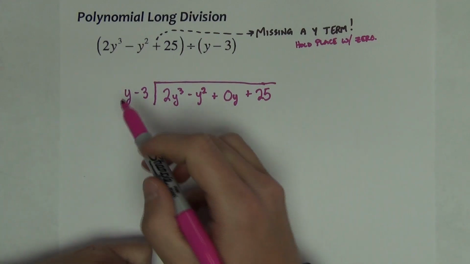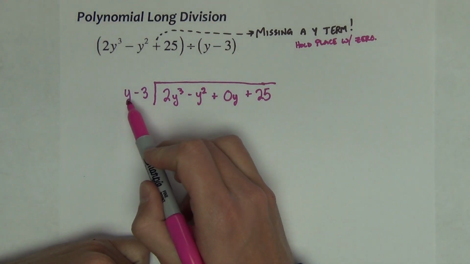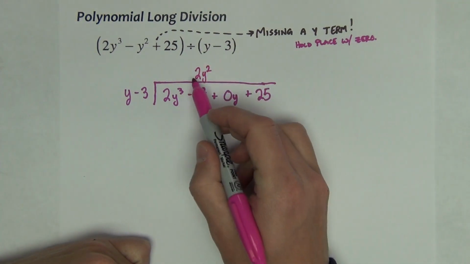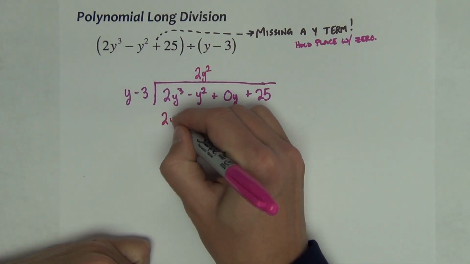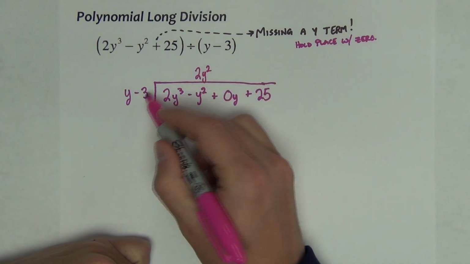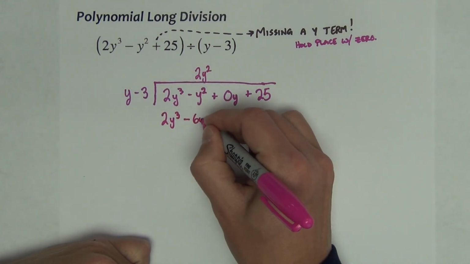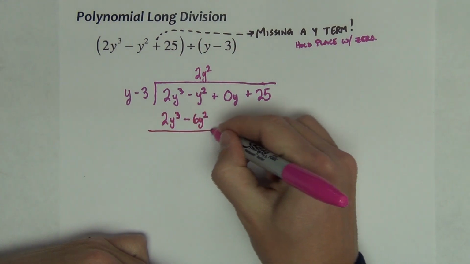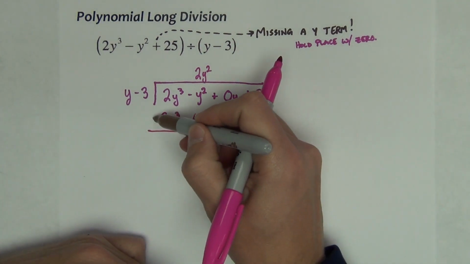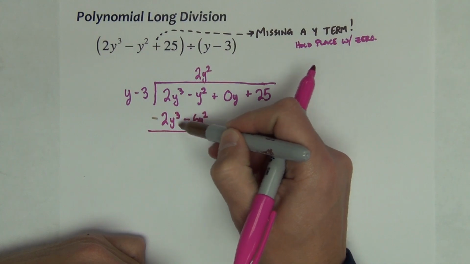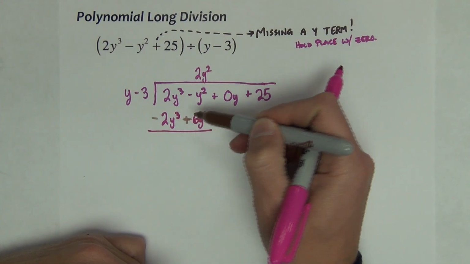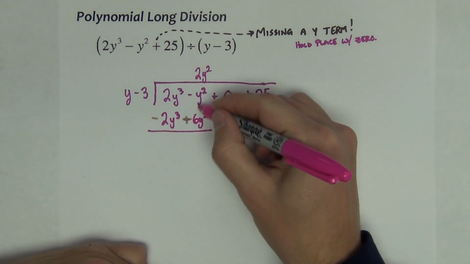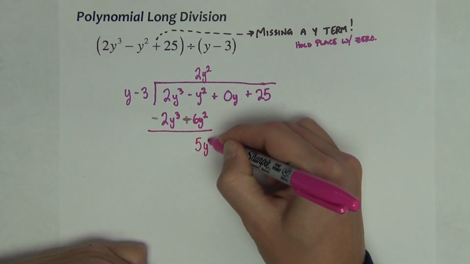Alright, so we begin by asking the question, what can I multiply the first term here, y by, to get 2y cubed? And the answer would be 2y squared. 2y squared times y makes 2y cubed, and 2y squared times negative 3 makes a negative 6y squared. Now I'm going to next subtract each of these terms. So I'm going to minus this one, and when I subtract the negative, it actually changes this one to plus. Okay? Now adding together, the y cubes cancel, and the y squareds add to positive 5y squared.